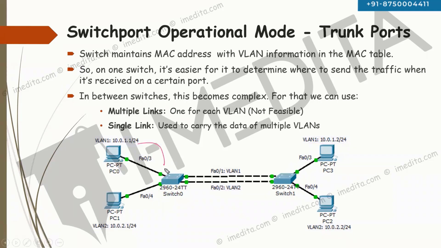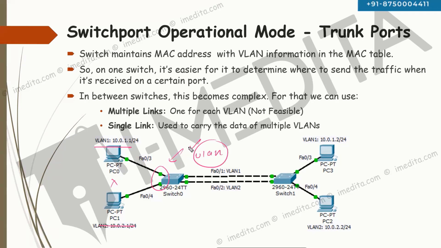When the traffic is received onto this port, FA0/3, the switch can take a look at the destination MAC address. If the destination MAC address belongs to the same VLAN, then the traffic is allowed to pass. But if it does not belong to the same VLAN, the traffic is not allowed to go through. So based on the basic switch operation, the traffic can go from one device to another, or cannot, based on what configurations you have done regarding VLAN.